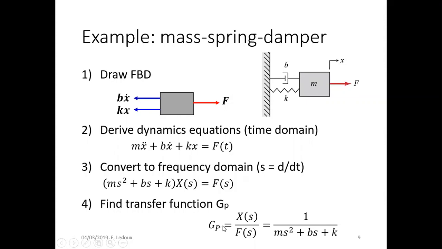So then to rearrange to get the transfer function, we have the output over the input. So basically you just divide. So we have X of S, then the F of S will go on the bottom. And then this MS squared plus BS plus K has to move to the other side where it'll be in the denominator.